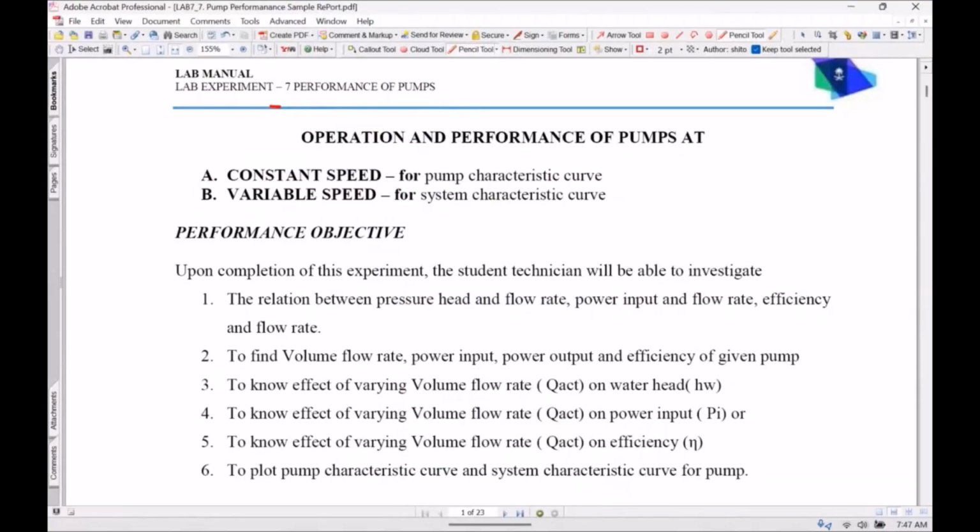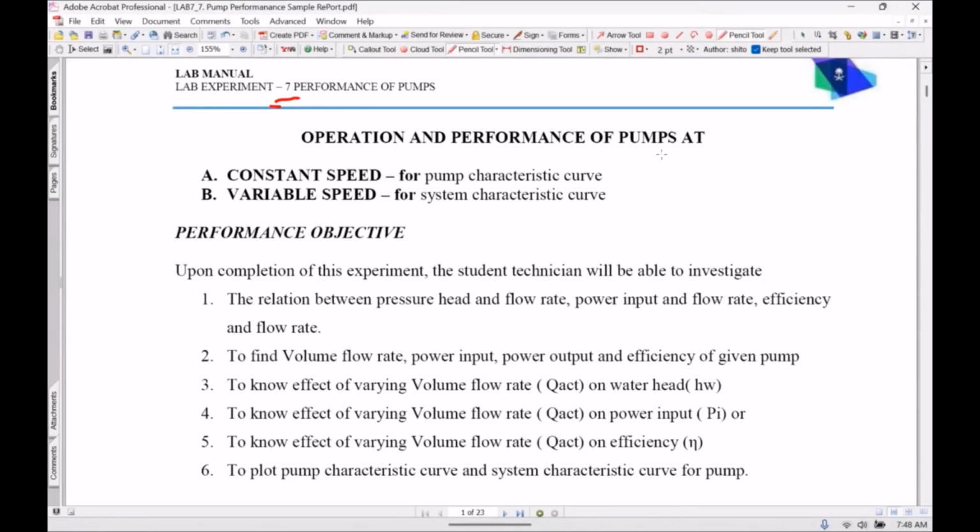Good morning, friends. Today we are going to start experiment number 7, pump performance. In this experiment we have a lot of experimentation. Just record the readings and do the calculation. There are many calculations, and the experimentation is very small and very quick.